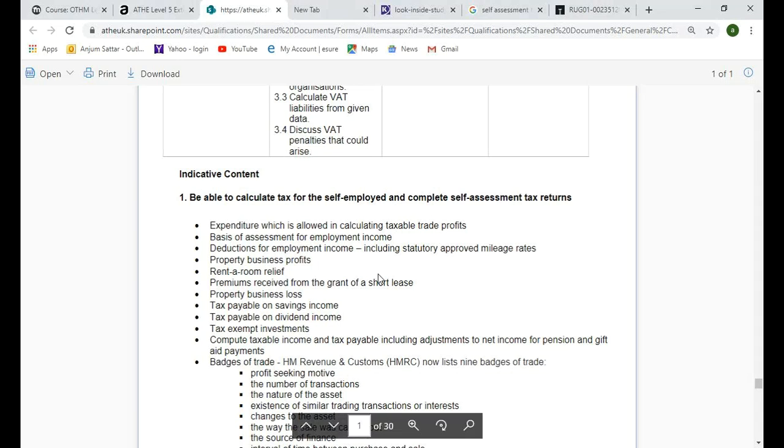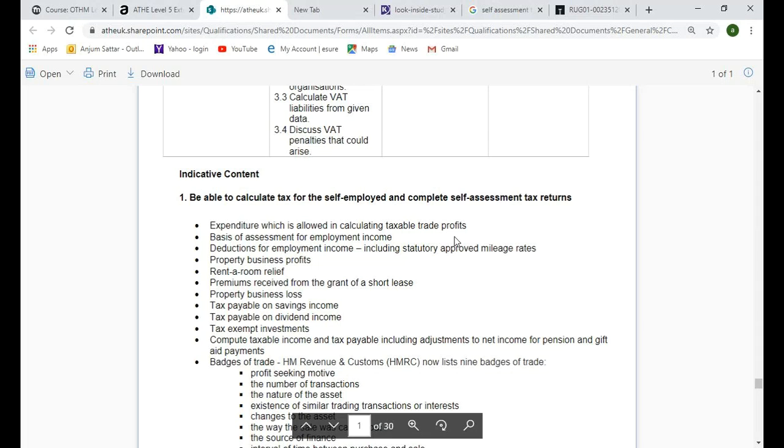Then basis of assessment for employment income is a bit different, because our learning outcome says to calculate the tax for the self-employed and complete the self-assessment, but under the contents, we're supposed to learn employment income as well, yes? Yes, because when we submit the return, we have to submit the total return, not just the self-employment return. Maybe someone is doing just self-employment.